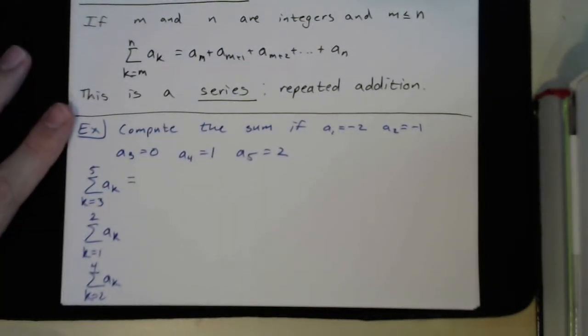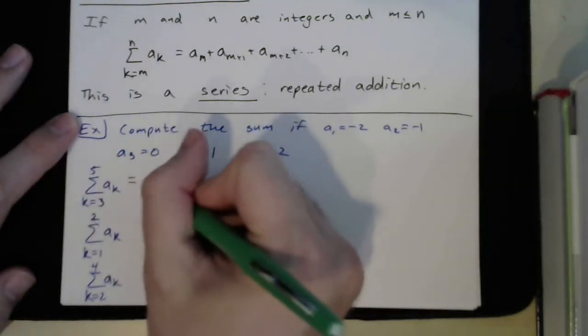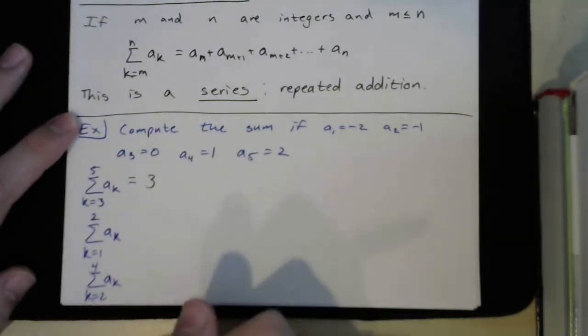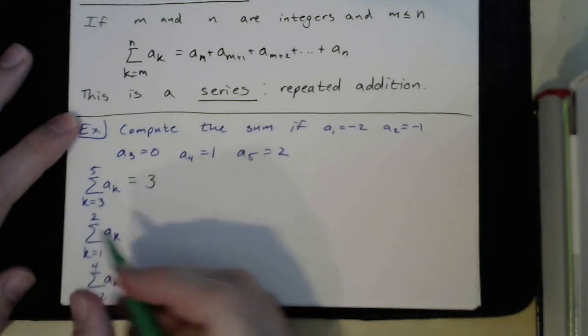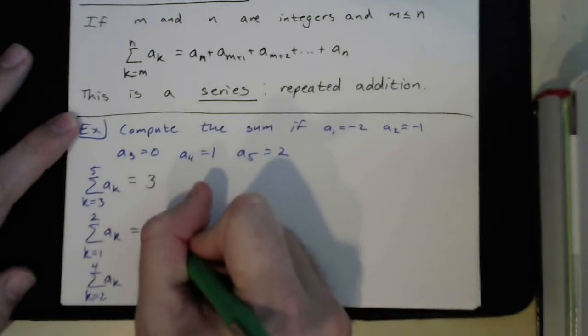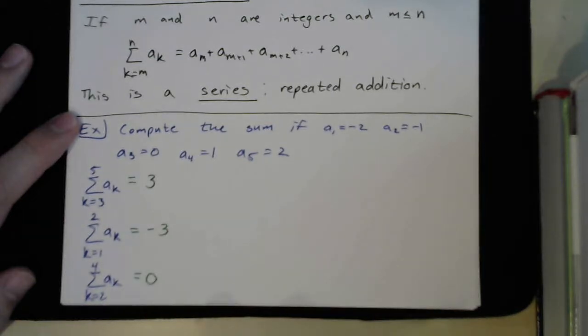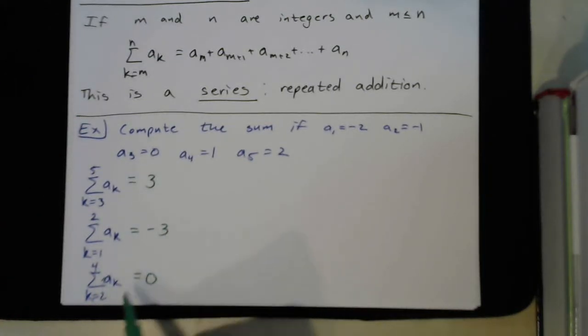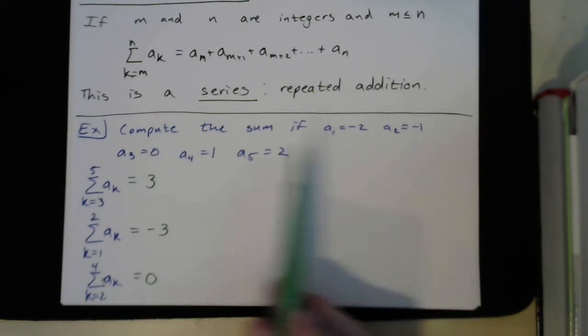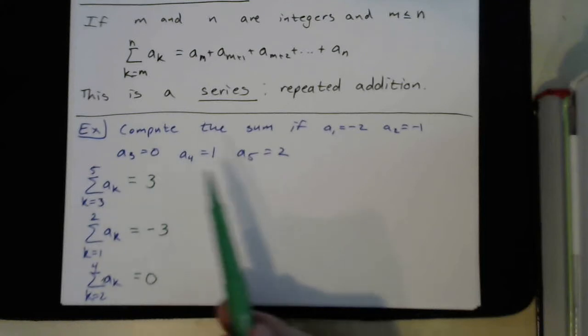Great, you paused the video, you have your answers. The sum from 3 to 5 is 3. The sum from 1 to 2 is -3. And the sum from 2 to 4 is 0. And that's just adding the specific terms. So in this last one, you add a2, a3, and a4: -1 plus 0 plus 1.